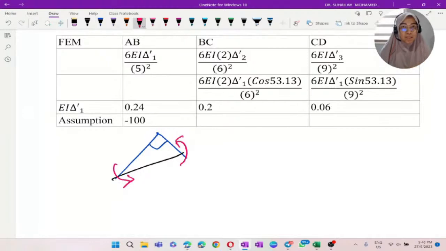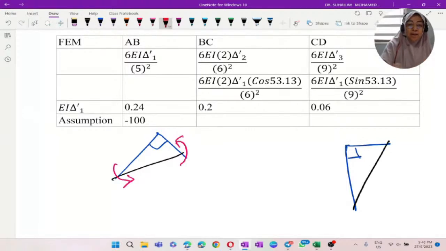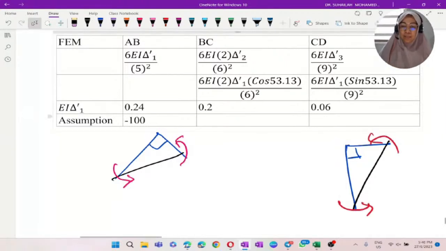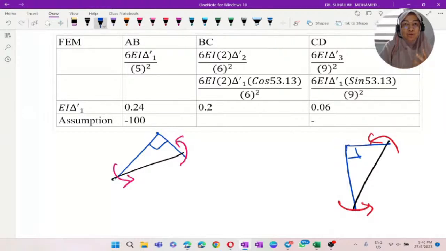Okay, for member CD, column is like this, vertical. Okay, 90 degree is like this. The black line is the new position and the moment will apply like this. So again, it is a negative sign. Okay, for beam, always remember that beam is a horizontal member.